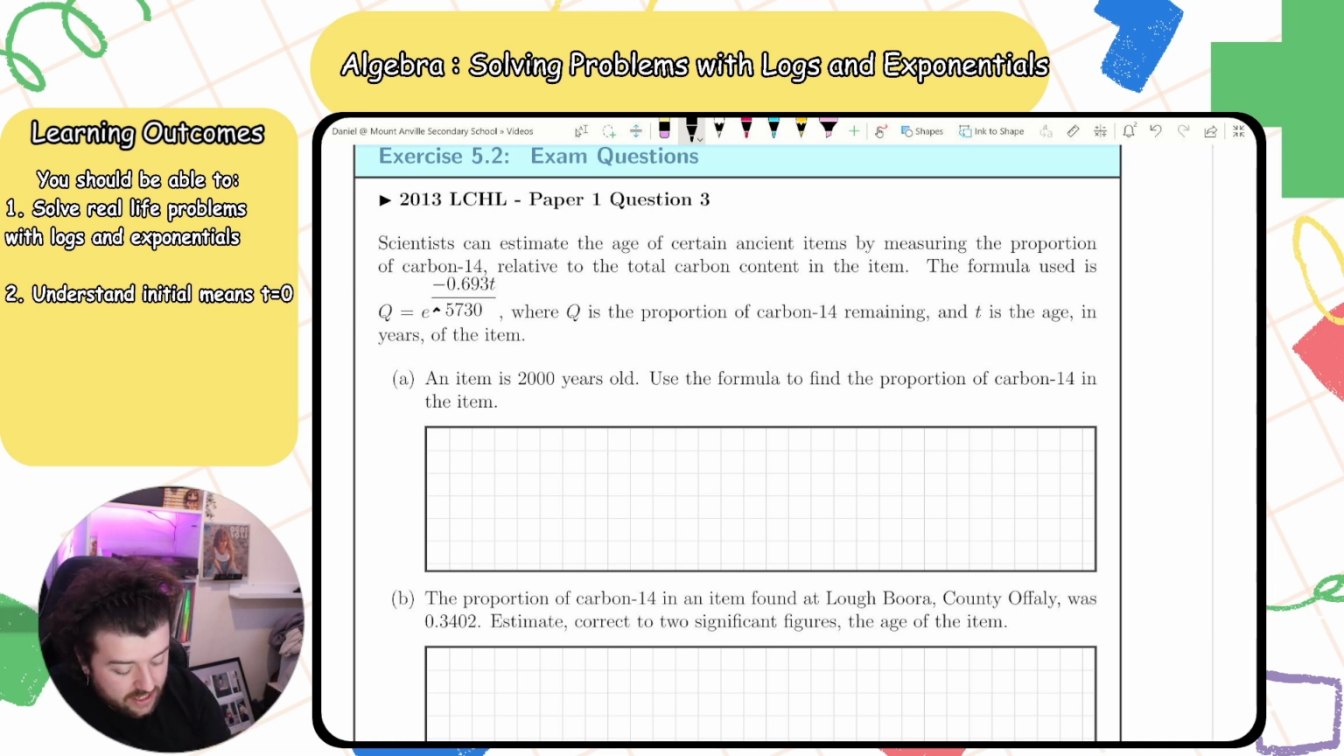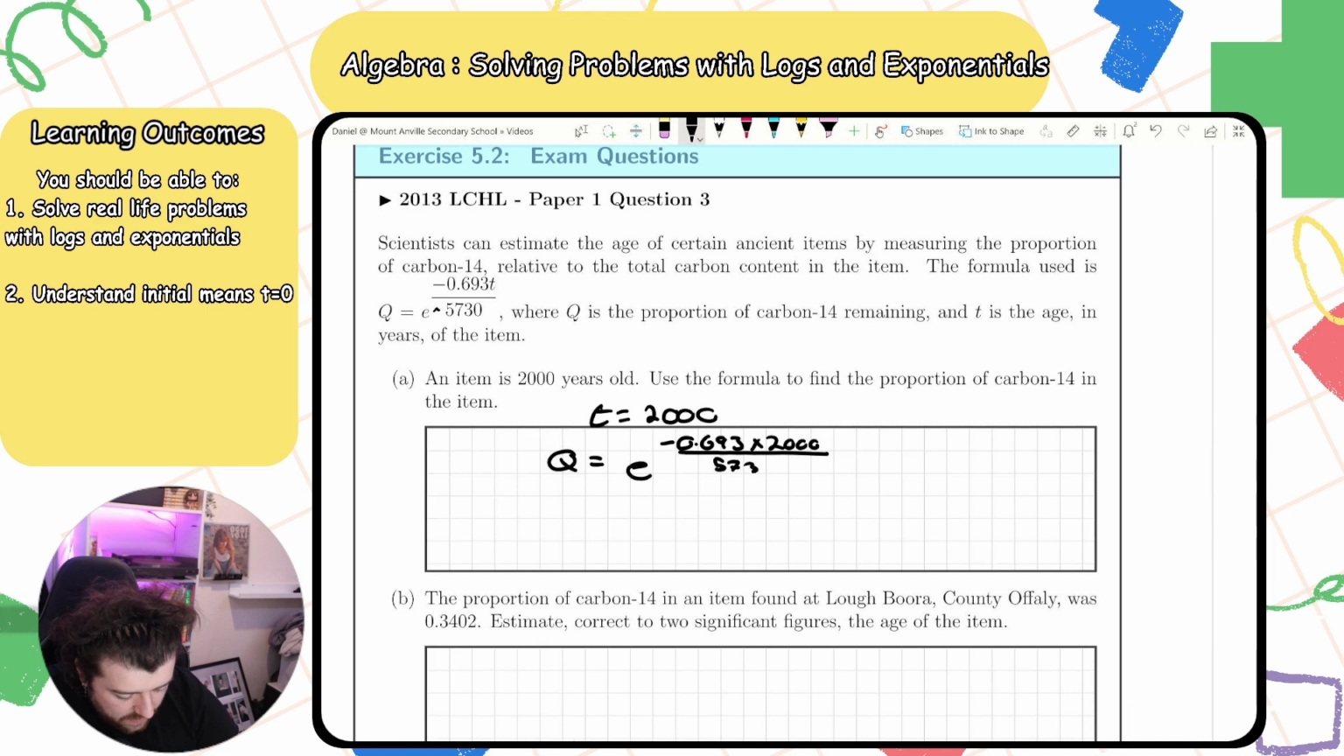An item is 2,000 years old. You use the formula to find the proportion of carbon-14 left in the item. Well, t is going to be equal to 2,000. So the quantity is equal to e to the power of minus 0.693 times 2,000 all over 5,730.